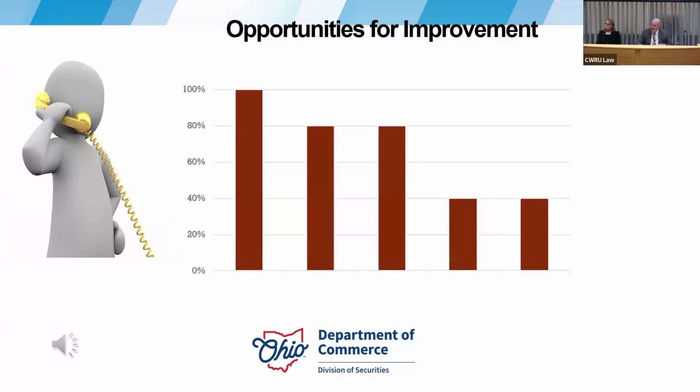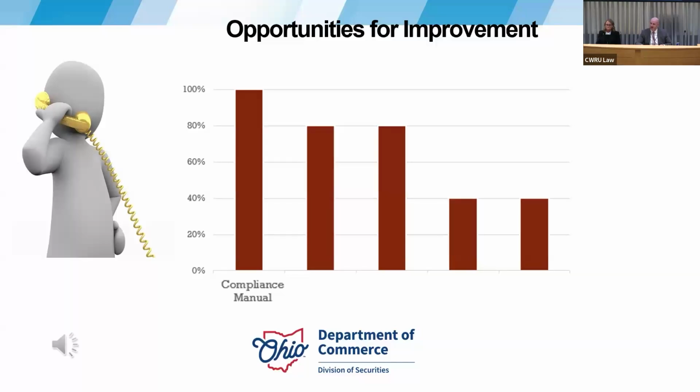Okay, so our top opportunity for improvement is with the compliance manual. This might not surprise you if you've been following regulatory developments in Ohio, because we had some substantial rule changes in 2021 as a result of the 5-year rule review, and a lot of these changes affected our licensees.